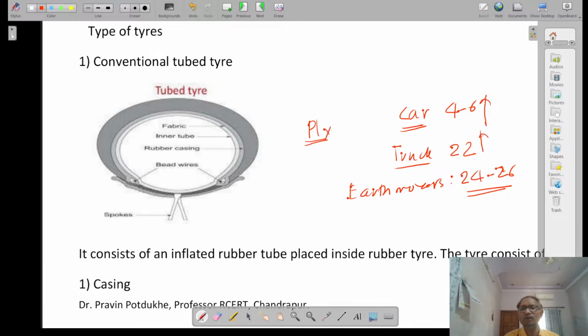This is a very important question from the MCQ point of view: what is the number of plies in a car, in a truck, and in an earth mover. Plies are actually the fabric which is placed over the inner tube.